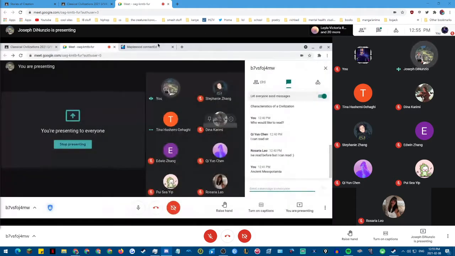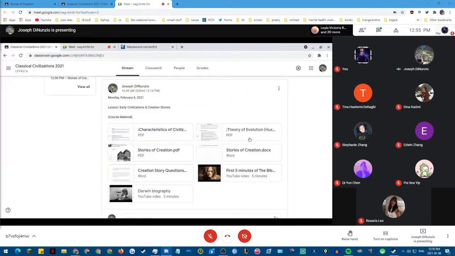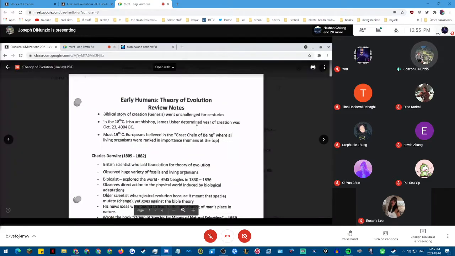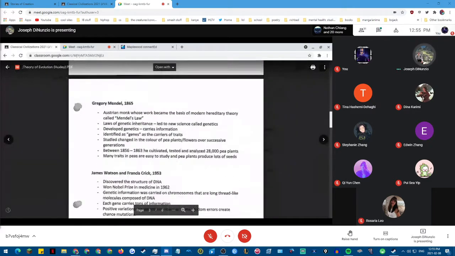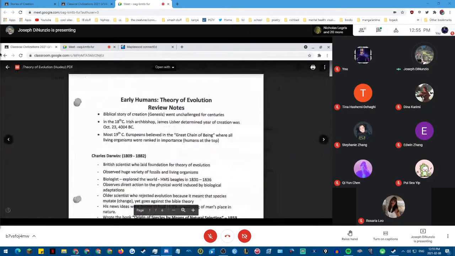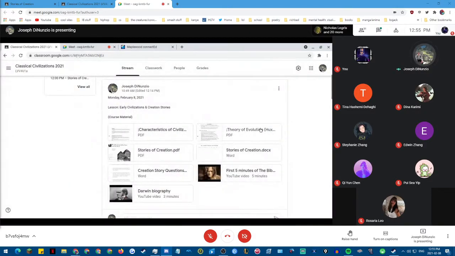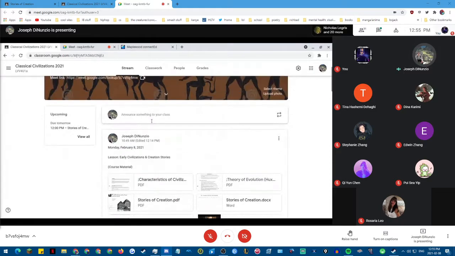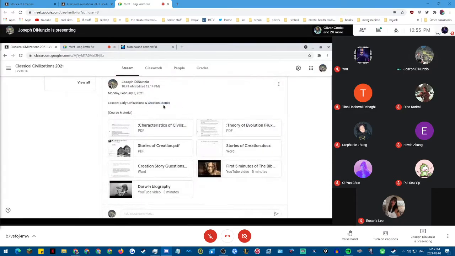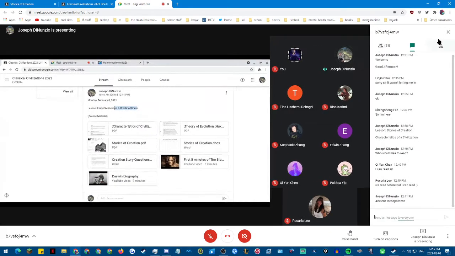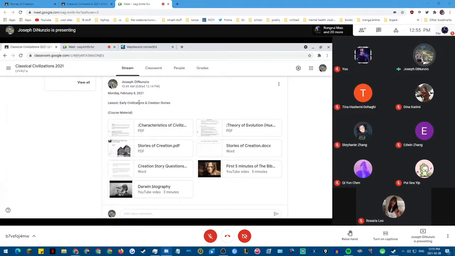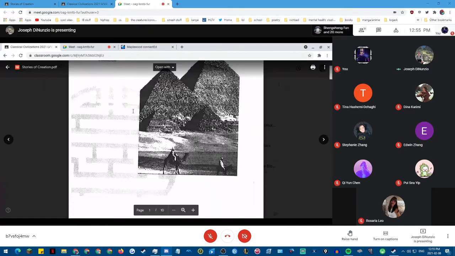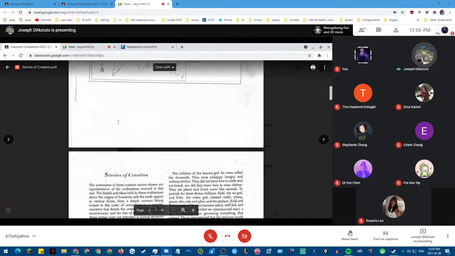So that is Charles Darwin. And again, I have more here that you can read about later in this package. So you should read that later. But today our focus is the creation stories of many different civilizations: Chinese, Japanese, Mayan, Greco-Roman, Judeo-Christian. So our focus today is going to be on the stories of creation.